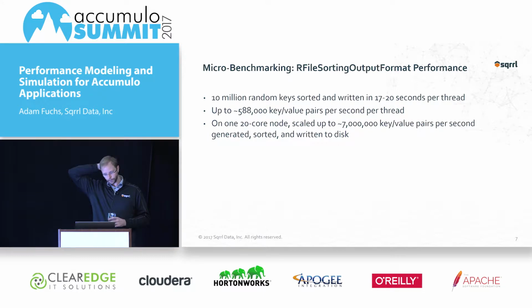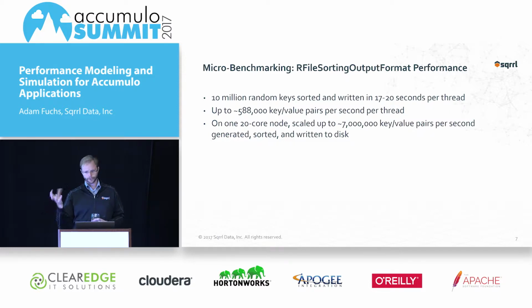So we ended up with basically on a single node, we can generate, sort, and write 7 million key value pairs per second. So that's pretty good performance. Nobody else is getting this kind of ingest performance into Accumulo. So we're pretty happy with it.